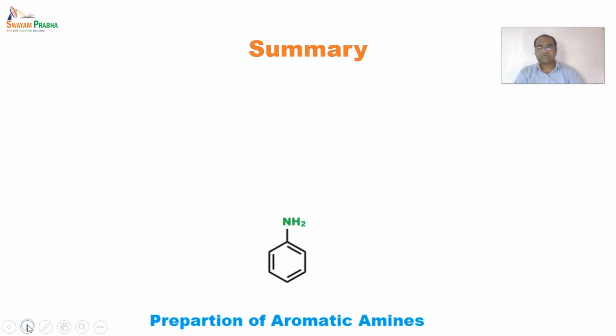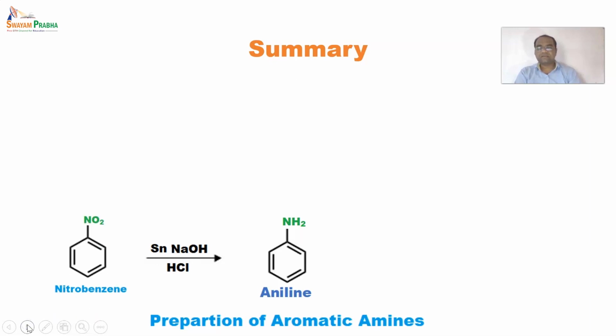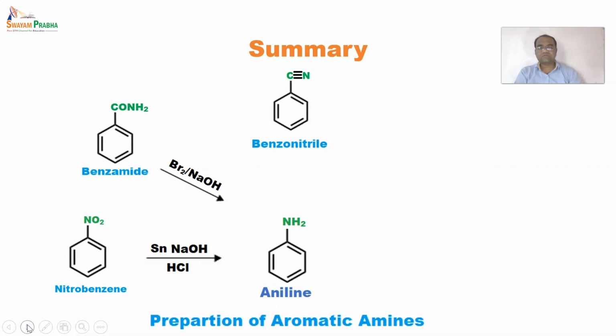After that, we have seen preparation of aromatic amines. There are 5 methods that we have seen in this session. Firstly, reduction with tin and HCl using nitrobenzene. After that, benzamide with the help of bromine and NaOH. Such a reaction is said to be Hoffman degradation. After that, we have seen benzonitrile, which is reduced with the help of H2 gas and nickel or lithium aluminium hydride.